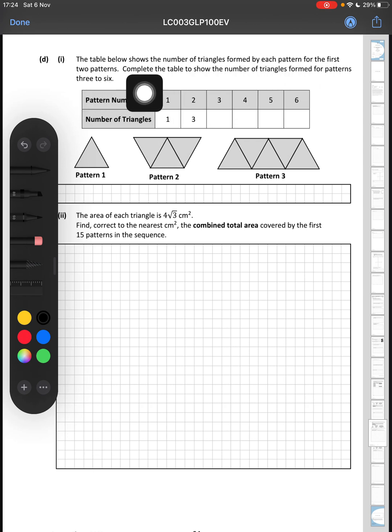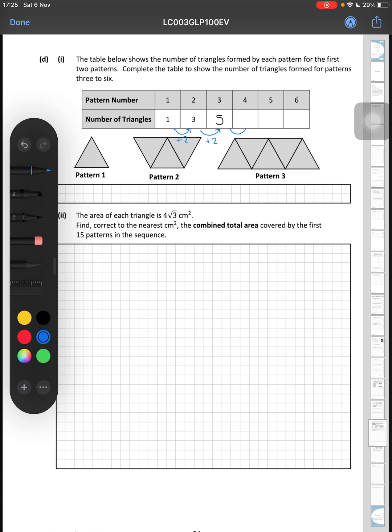Okay, and then question 9, part D. So I've just paused it a few times because my last recording deleted, so I don't want a big long one to delete. So this one says, the table shows the number of triangles formed by each pattern for the first 2 patterns. Complete the table to show the number of triangles formed for patterns 3 to 6.